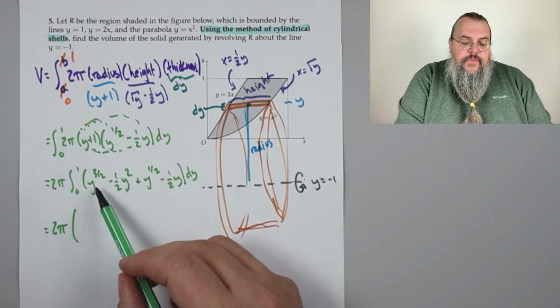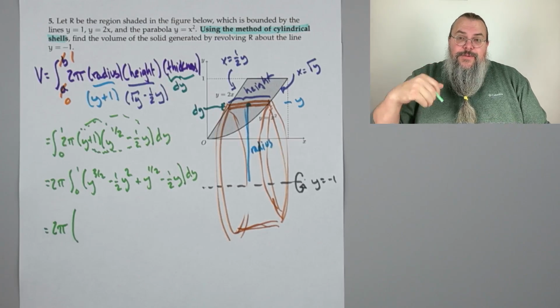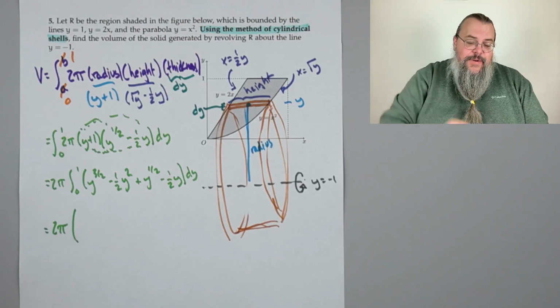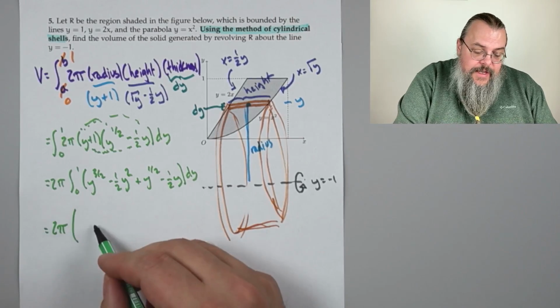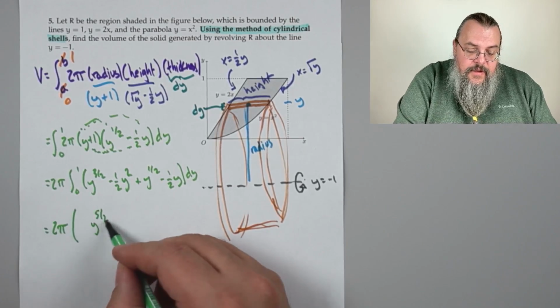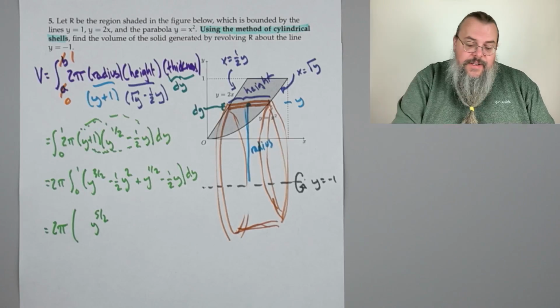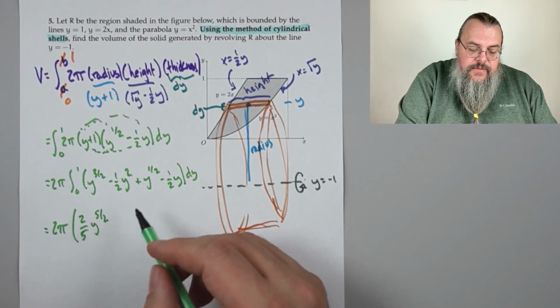Okay, so what's the rule? So it's always y to a power. So the rule is add 1 to the exponent, then divide by that exponent. 3/2 plus 1, 5/2. So we're going to have y to the 5/2. But then multiply by the reciprocal, or divide by the exponent. So divide by 5/2, same as multiply 2/5.